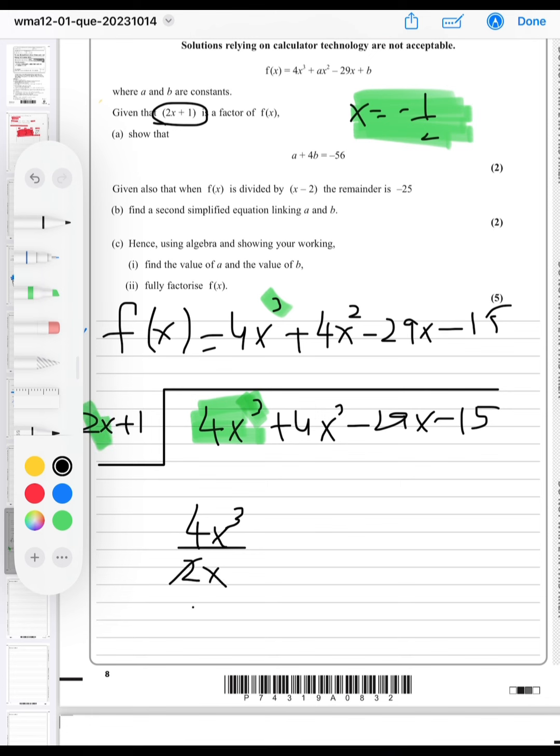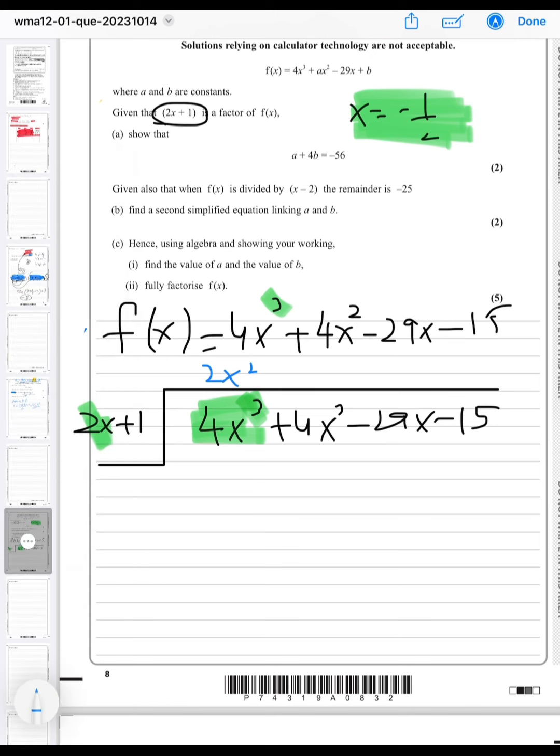2x. So what we are getting, 2 2s and 2s, so 2x square, which means that if I write 2x square here, and then I'll multiply 2x square with this one. I will get 4x cube plus 2x square. Cancel down, and 4x square minus 2x square will result in 2x square.